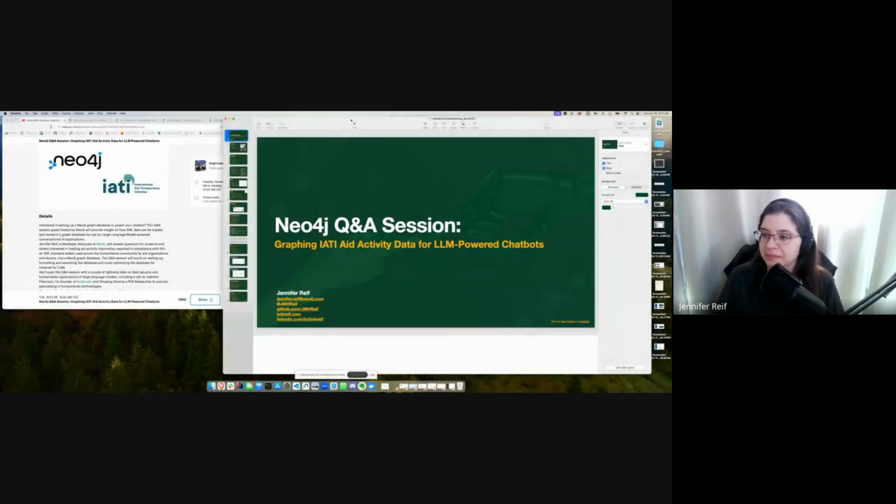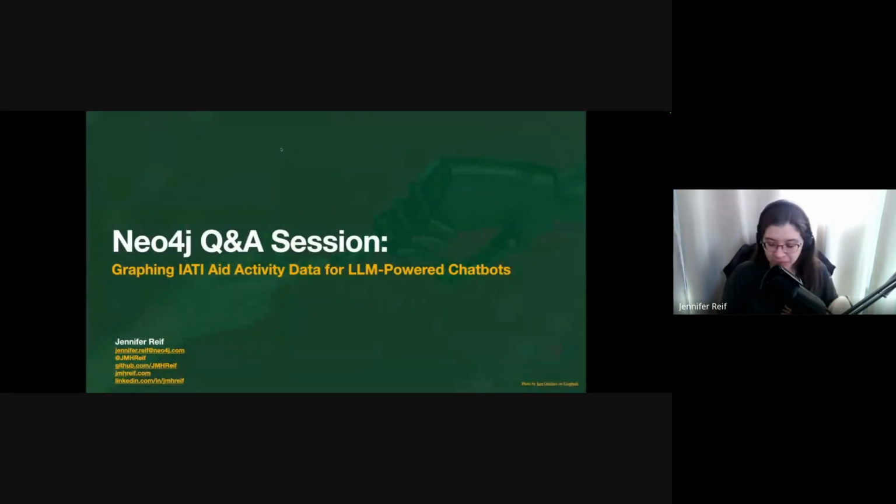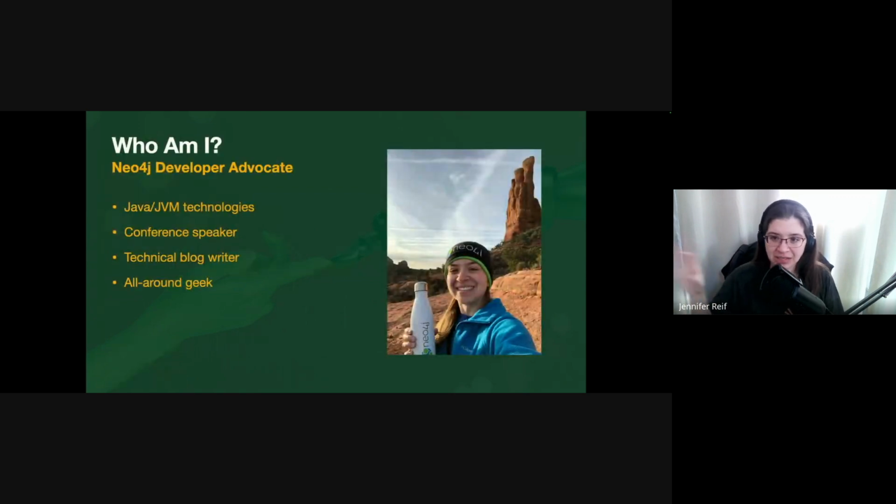So I just put together a few slides to cover the generic map of everything. And then we can absolutely dive deeper, answer questions, and so on as we go along. Just to highlight, I'm a Neo4j developer advocate. I mostly work on Java and JVM technologies, although with the Gen AI stuff, I'm branching out and playing with some other things right now as well. But typically that's my wheelhouse.